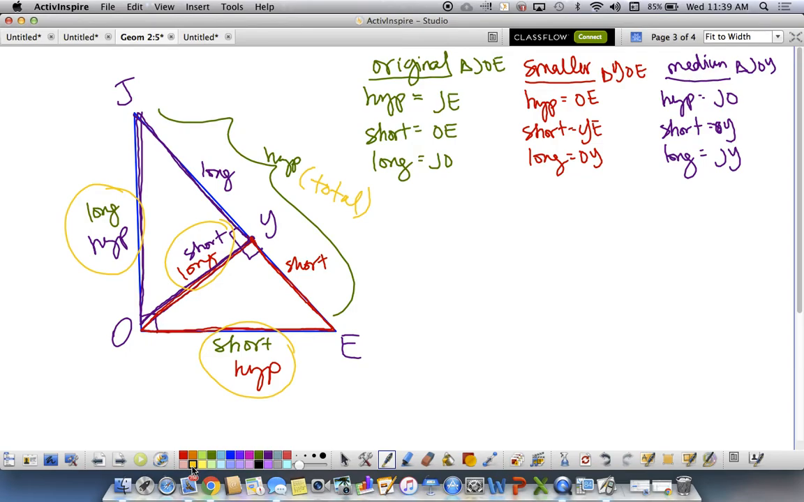All right, so if I have some information about this triangle, okay, what if I have J to Y and Y to E?